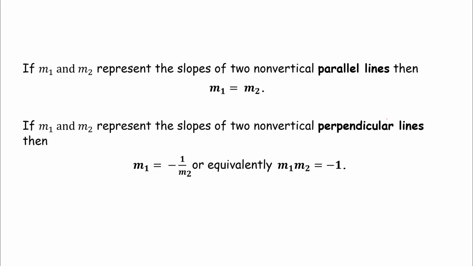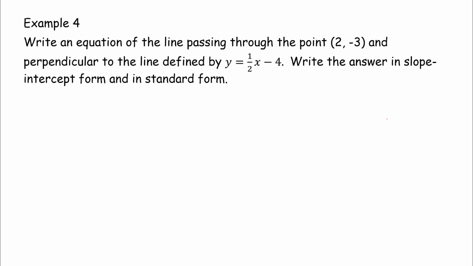So we use that fact to do this kind of problem here, where they tell you or ask you to write an equation of a line passing through the point 2, negative 3, and perpendicular to the line defined by y equals 1/2 x minus 4. So this line, y equals 1/2 x minus 4, has a slope of 1/2. We are supposed to be writing the equation of a line that's perpendicular to that one, so ours will have an opposite reciprocal slope. So the slope is 1/2, so the opposite reciprocal of 1/2 is negative 2. So that's our m.